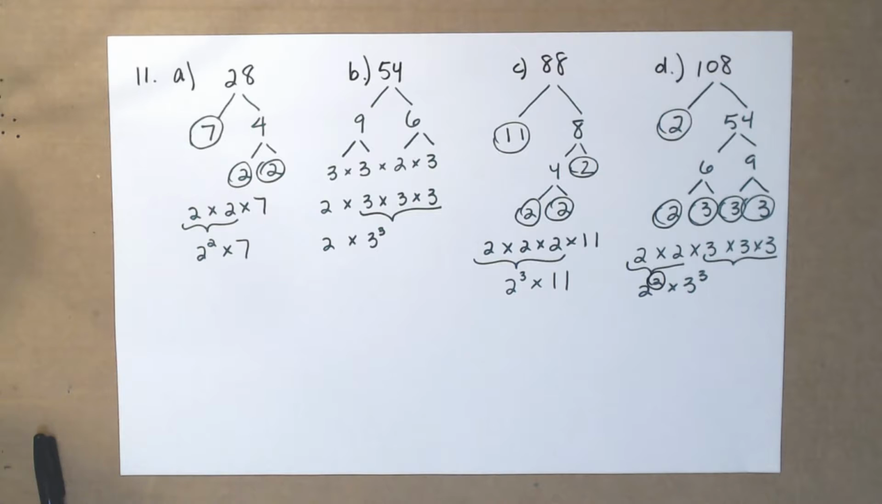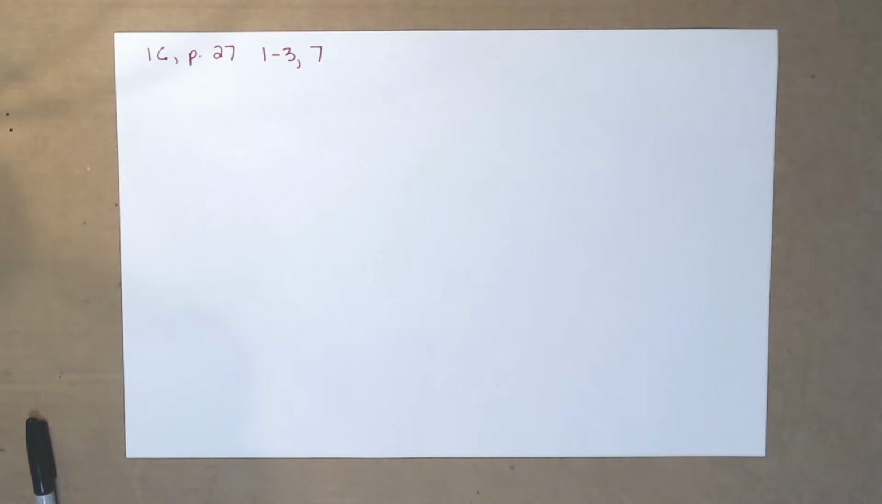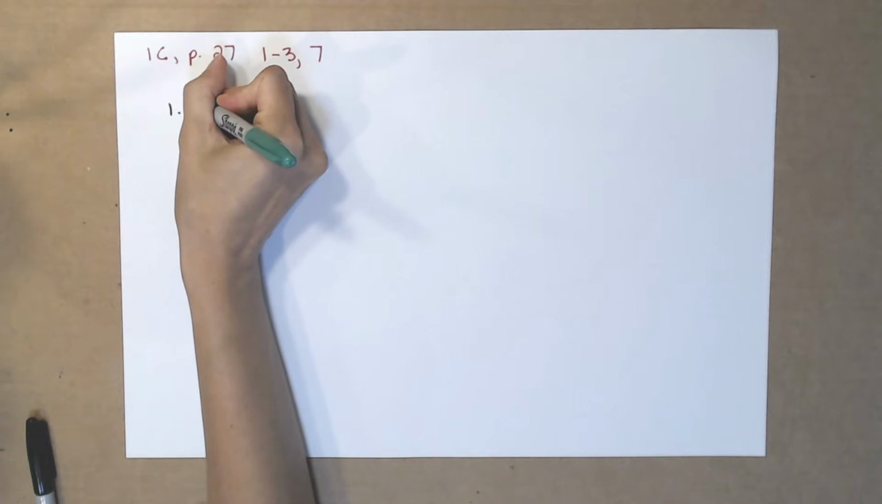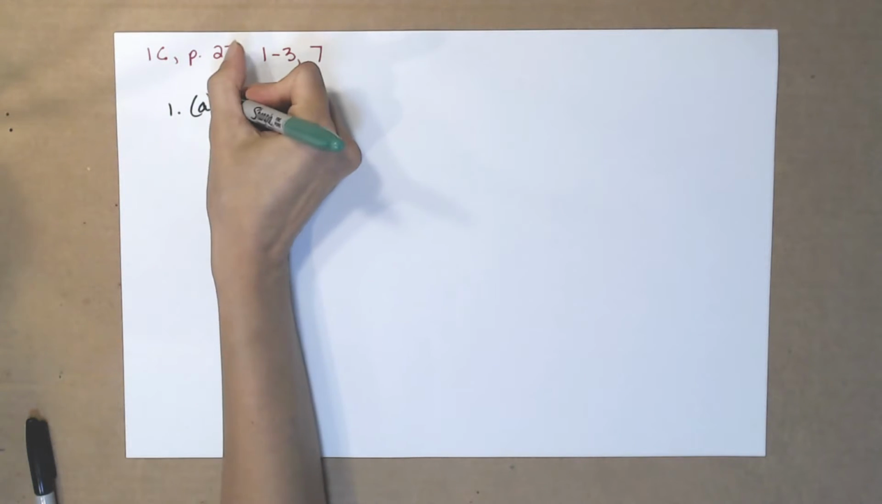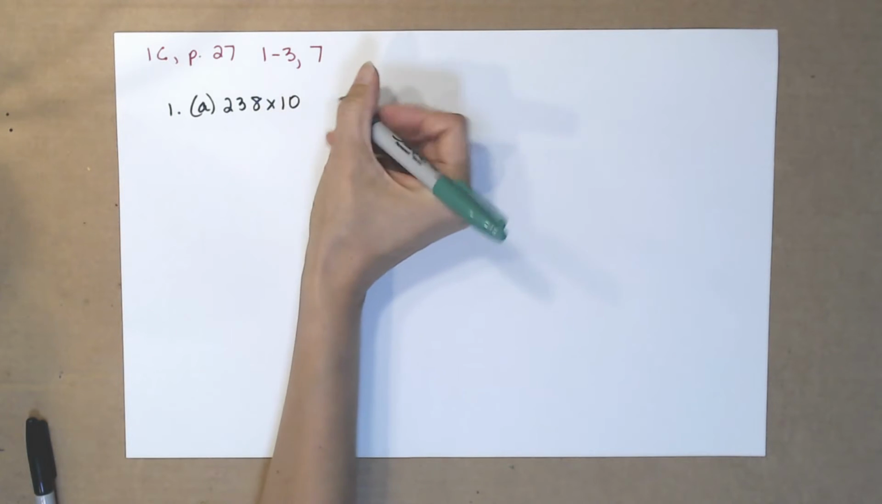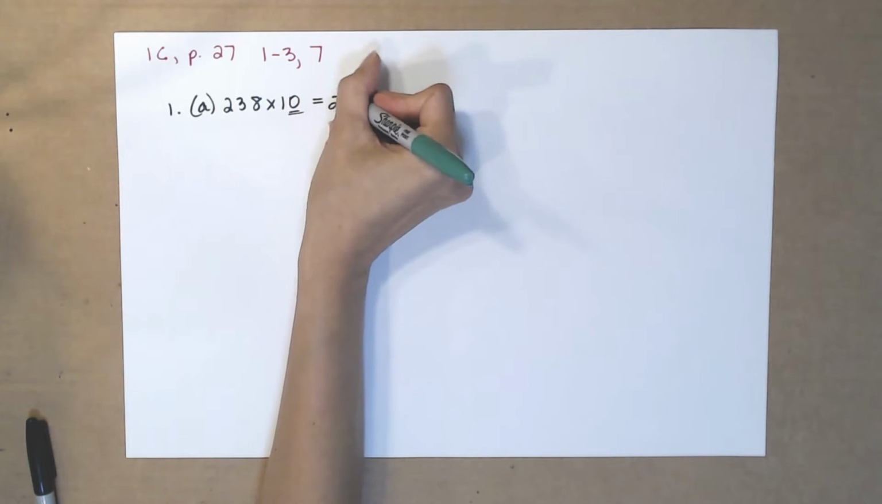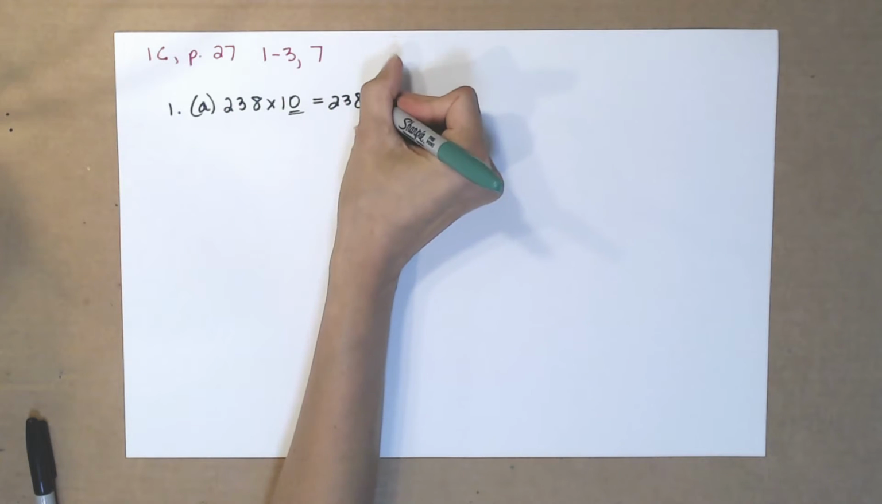Okay, now we're going to move on to practice C. Okay, we are now on practice 1C, page 27 of the textbook. In number 1, we are multiplying. So 1A says to multiply 238 times 10. So when we multiply a number by 10, we just add a 0 onto the end of it. So we take that 238 and we add a 0.